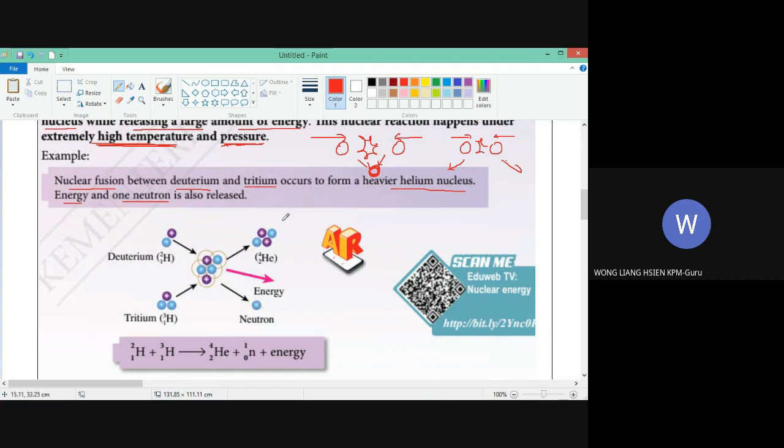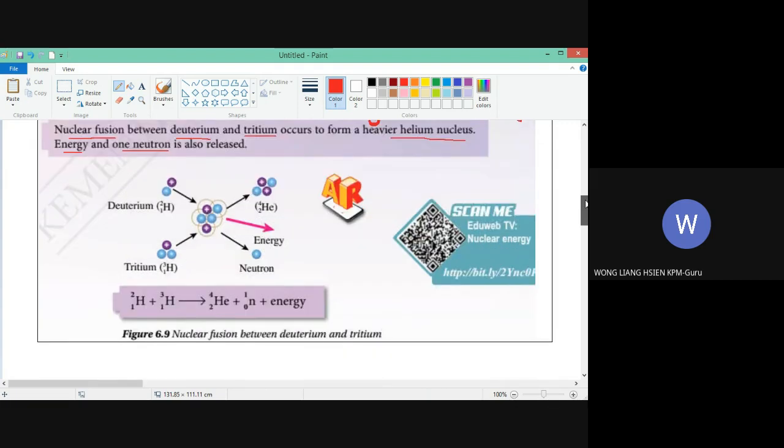So when it becomes a helium nucleus and a neutron, they again have a lot of energy. What energy? Kinetic energy. So they will move very quickly, with a high velocity. Again, they will collide with other particles in the surrounding and spread the kinetic energy. So the total energy of the particles will increase, so the temperature will increase. This is how to get heat energy from nuclear fusion.